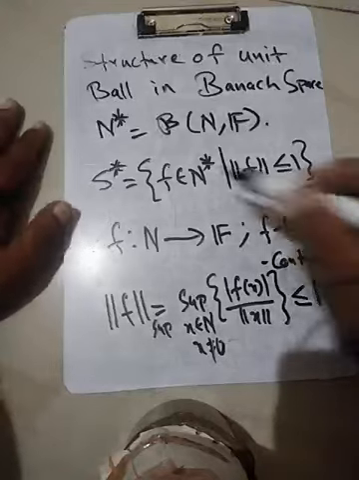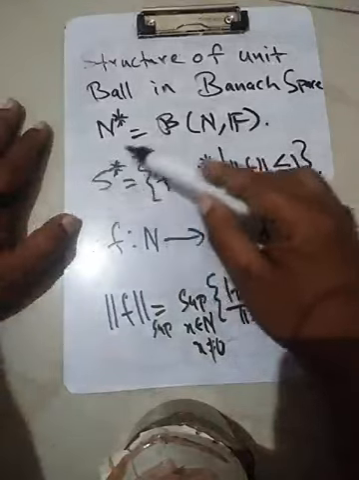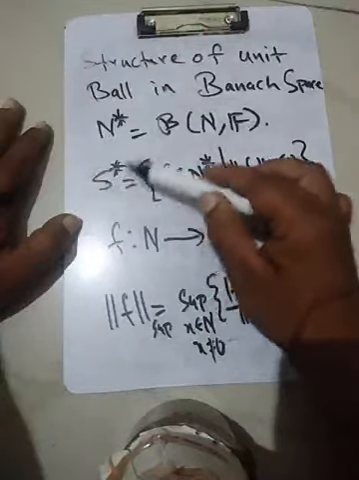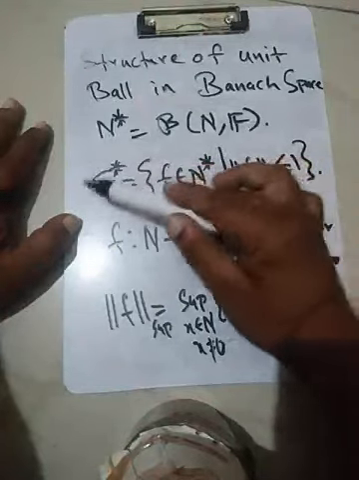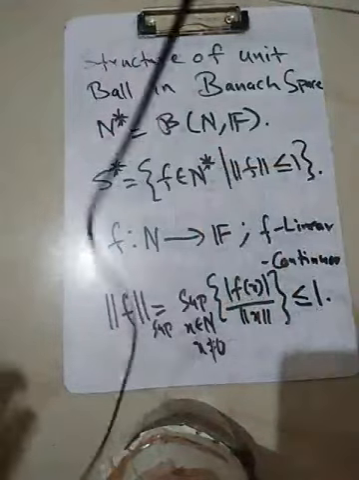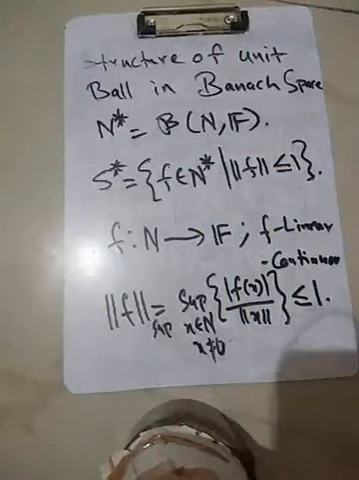So we are going to focus on S star, the closed unit ball. We will try to see what kind of topological properties this has. As I said, what kind of structures are there on S star with respect to the topologies on N star. One particular topology of interest is the weak star topology.